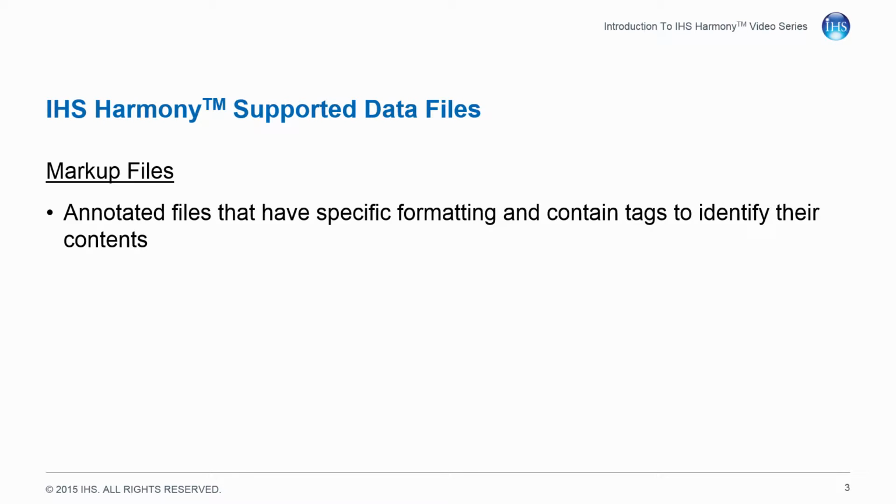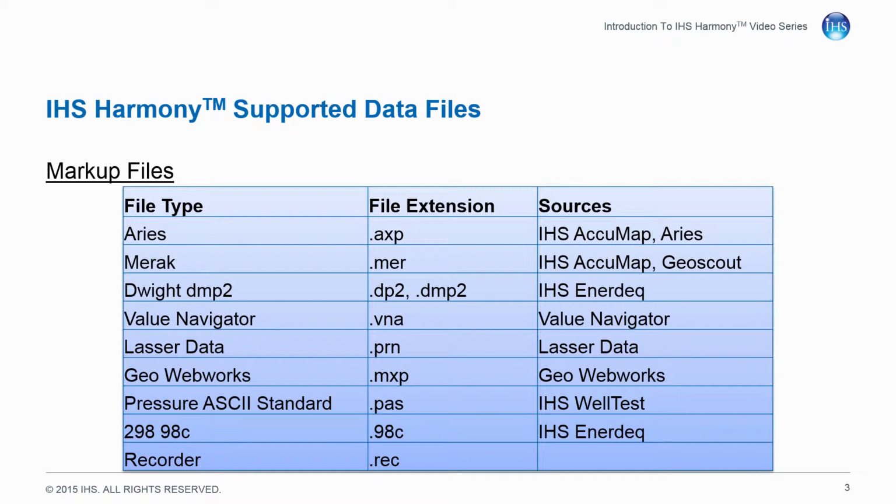A markup file is an annotated file that has a specific formatting and contains tags to identify its contents. As markup files have this specific format, IHS Harmony is able to recognize the various data types and automatically import that data into the proper location within the IHS Harmony database. Markup files are commonly used to import production and attribute data, but can also carry additional data, such as static pressure information. There are several markup file types that Harmony is capable of importing.